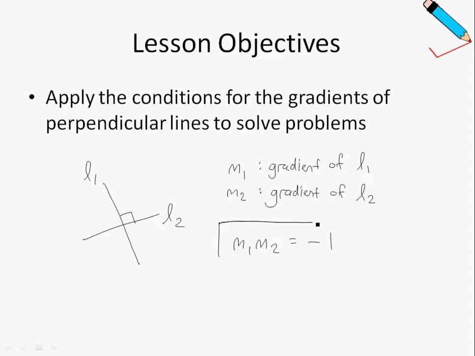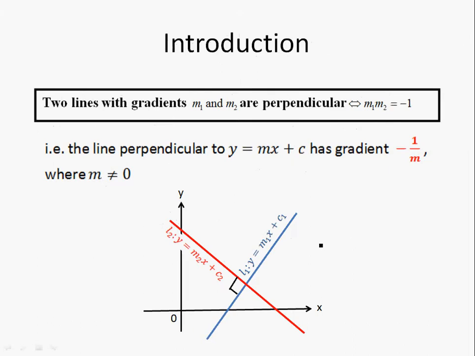Let me box this up and show you how important this is. Two lines with gradients M1 and M2 are perpendicular if and only if M1 times M2 equals -1. This symbol over here means if and only if. I'm just highlighting the most important thing about this chapter, so you've got to know this.